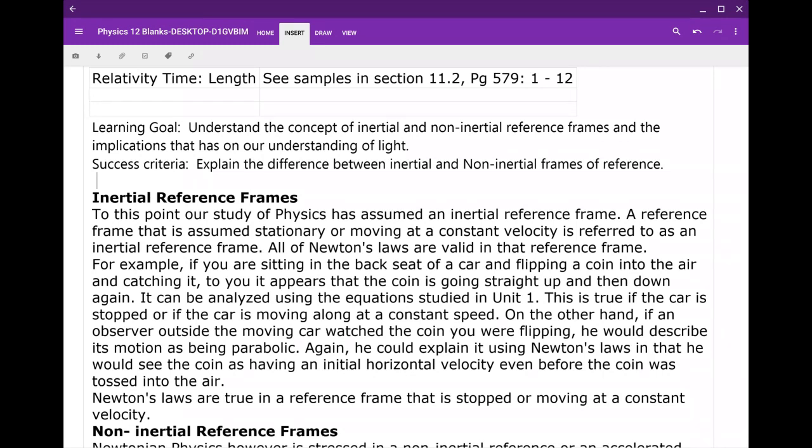So up until now, we've been basically dealing with inertial frames of reference. And basically what that means is an inertial frame of reference is a frame of reference that's stationary or, if it is moving along, it's moving along at a constant velocity. So the classic example is moving along in an automobile at a constant velocity.